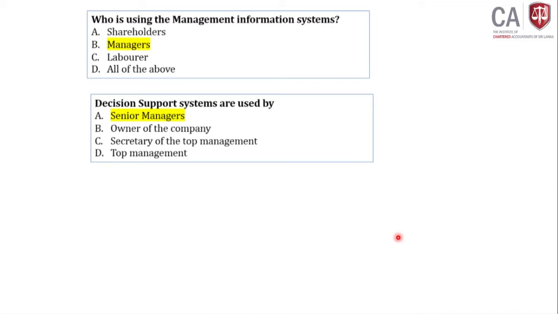When it comes to a question like this, you can understand using the hierarchy that I have given earlier. Top management, mid-level management, likewise. From that you can easily identify these answers. Decision support systems are used by senior managers, top managers. MIS are used by managers. DSS are used by senior managers, right?